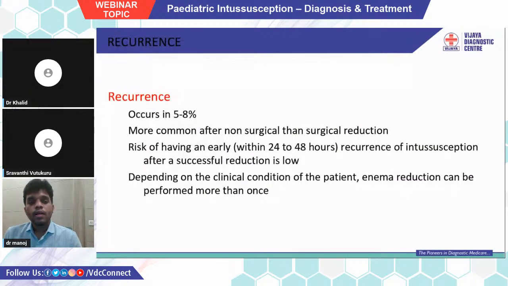Coming to recurrence, it occurs in 5 to 8% of the cases, and it is more common in the non-surgical cases than in the surgical ones. Risk of having an early recurrence of intussusception is highest within 24 to 48 hours. That means if the intussusception is reduced and the child is kept in the hospital for overnight admission, there is a chance that the patient might be discharged and still have a recurrence. So we should be vigilant regarding that. And depending on the clinical condition of the patient, enema reduction can be performed more than once.